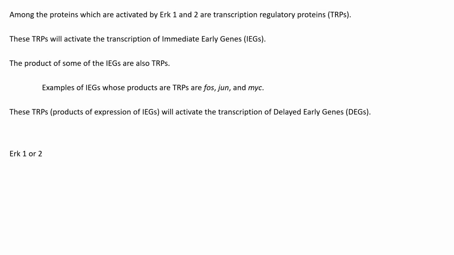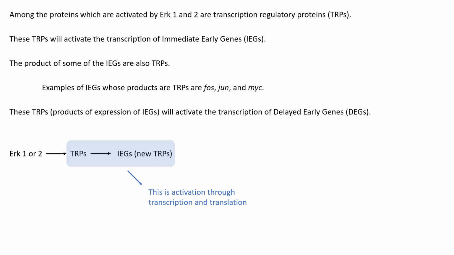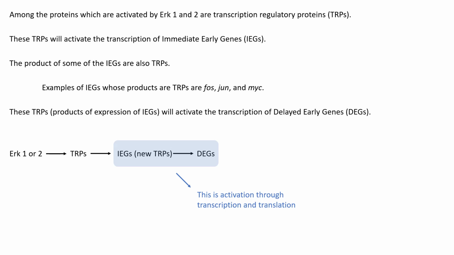ERK1 or 2 will go on to activate TRPs that already exist in the cell but are in the off position. This is activation through phosphorylation. These TRPs will go on to activate the transcription of IEGs, and within these IEGs exist genes that code for new TRPs. This is activation through transcription and translation. These new TRPs will go on to activate the transcription of the delayed early genes, or DEGs. This is activation through transcription and translation.